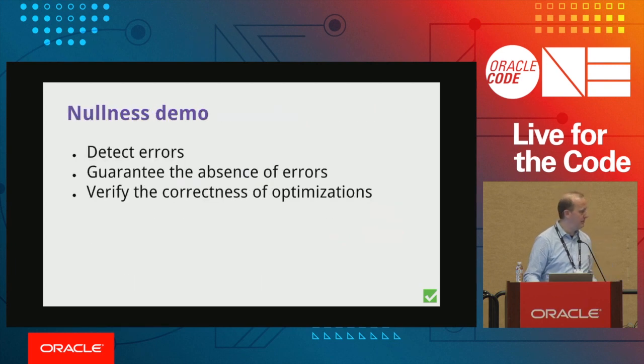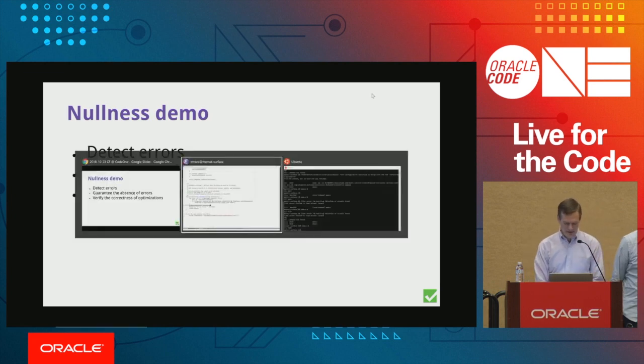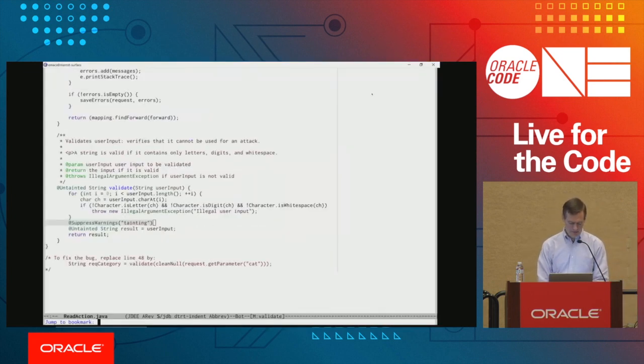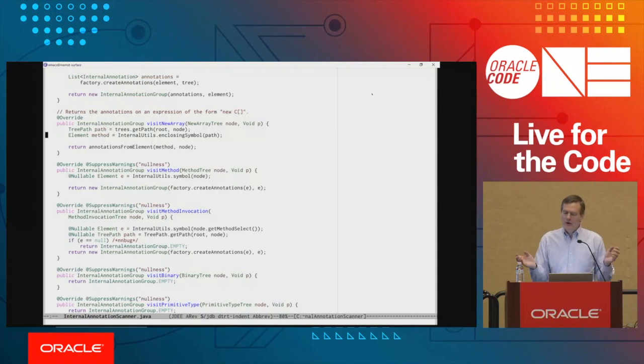Okay, and now Mike shows a demo of this. Okay, great. Let's go back to code. So here's code from our tool, from the Checker Framework itself. It's a type checker, so it has a case for every different type of expression in the Java language. So this is the code that's handling new array. Whenever you create a new array, it's going to type check that and make sure that everything is okay.